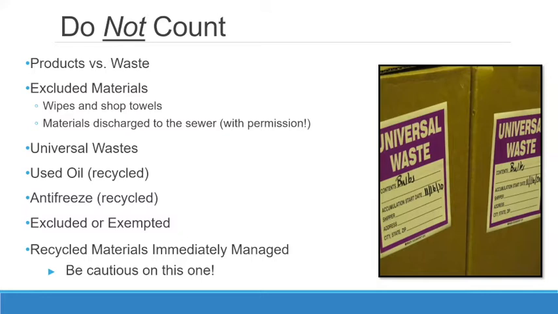Other excluded or exempt materials, and of course, recycled materials that are immediately managed. Again, that's the key. That's why I spent some time on that example with the solvent distillation unit, because again, if I immediately recycle that solvent, it's not considered a hazardous waste. What counted is the sludge that comes out of that still, and that material gets put back into reuse. But if that material is sitting there for a while before I recover it, then the whole volume gets counted towards my generator status. I hope that's clear.